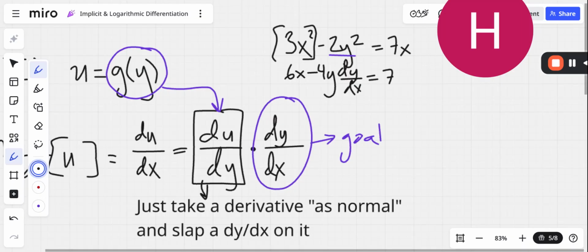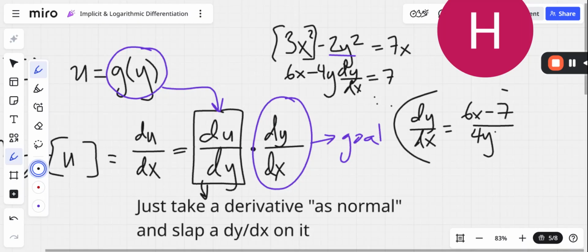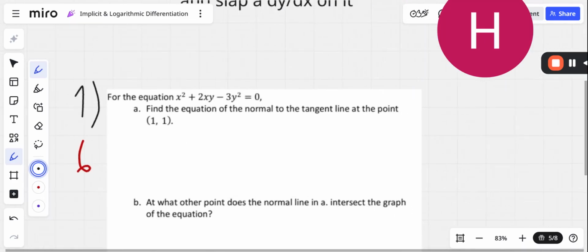So you would do some rearranging. I don't know, what would this be? You would get, I guess it would be 6x minus 7 over 4y. That would be your dy dx. Okay, so that's the quick review. Let's actually get into some of these problems now.